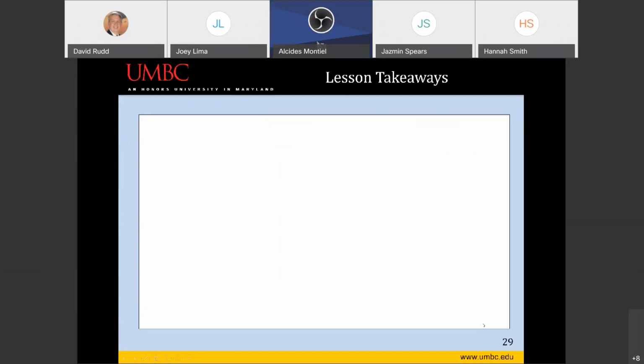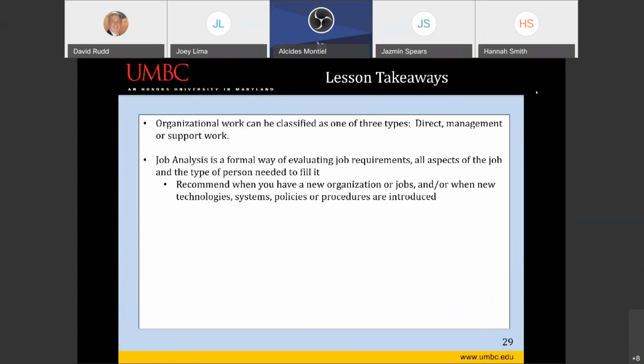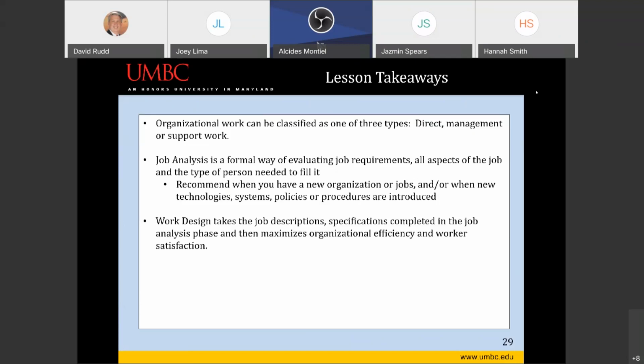All right, what I'd like to have you take away from this lesson is, we talked about three different types of work in an organization: direct, management, and support work. And we talked about giving examples of those in a couple of different organizations. Job analysis, we looked at, is a formal way of evaluating job requirements and all aspects of the job and the type of person needed to fill it. You're going to recommend it when there's a new organization or jobs or new technologies, systems, policies, or procedures.